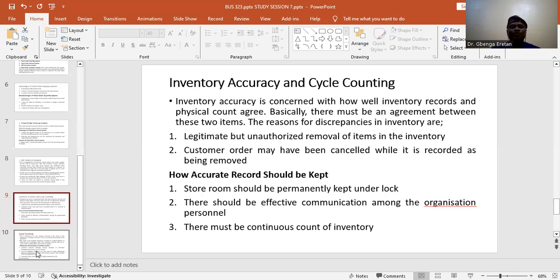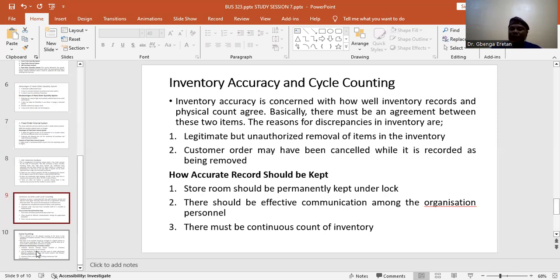We now move on to look at inventory accuracy and circle counting. When you look at inventory, we did mention to you that inventory is the level of stock that is available in an organization. And when you talk about accuracy, accuracy simply means being correct. Therefore, what is inventory accuracy? Inventory accuracy is a situation where the number of stock that is counted is equal to the number of stock that is physically available.